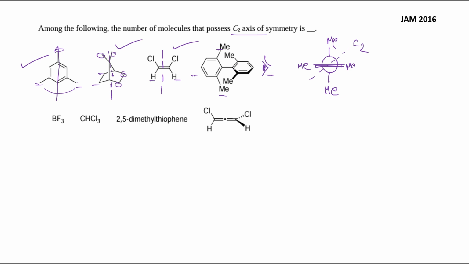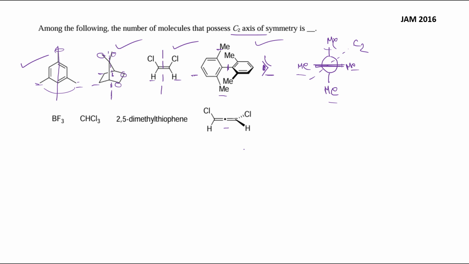Though there is no actual central carbon, this is true for this allene type of system. By central carbon I mean, suppose somewhere here the center is located. So when you rotate it, you will see these two methyls exchange their positions, and the same is also true here. So for this type of system, we also have a C2 axis.